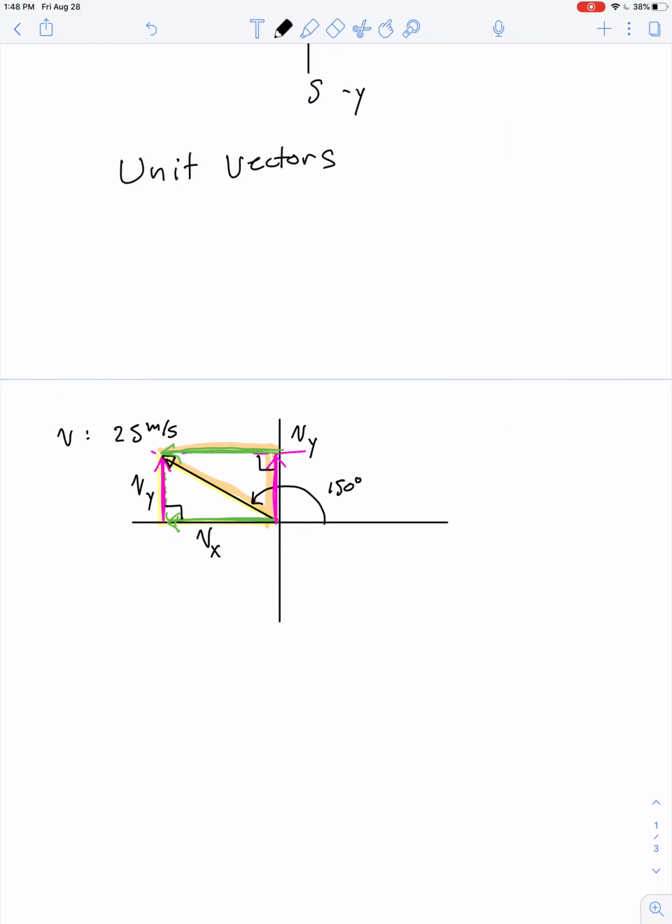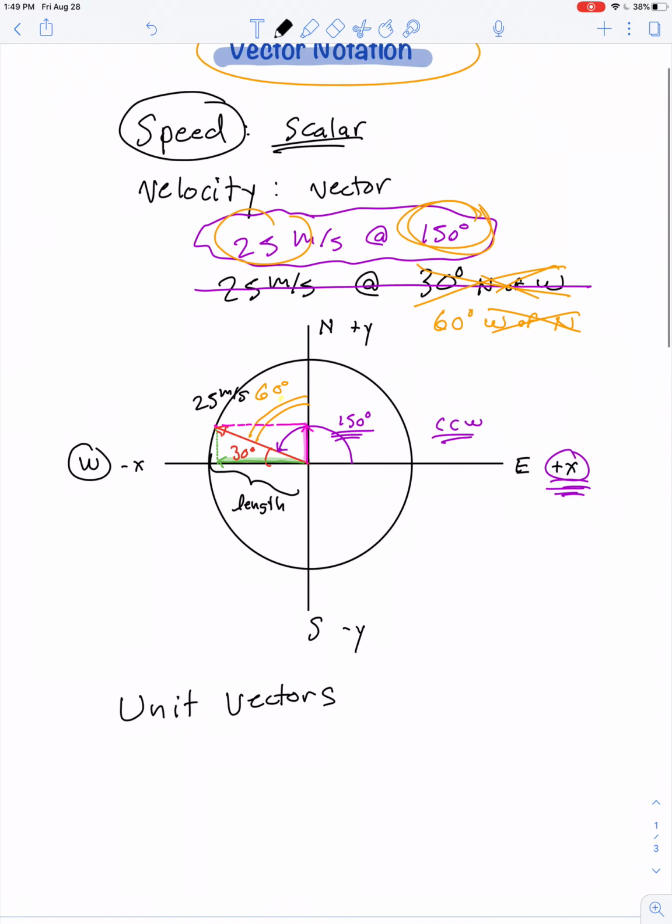Okay, so let's apply the idea that the sine of an angle is equal to opposite over hypotenuse, and the cosine of an angle is equal to the adjacent side over the hypotenuse. So if we're looking at this angle right here, that was the 30 degrees that was originally given in this statement.